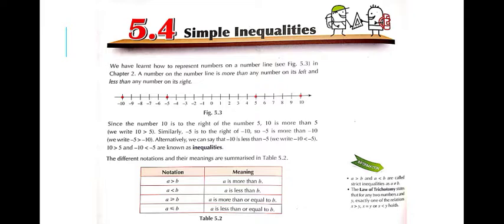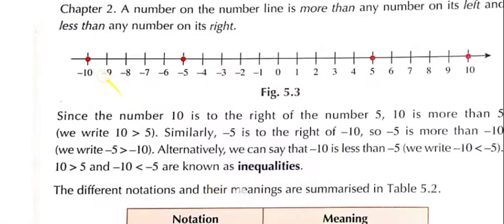We have learned how to represent numbers on a number line. Since the number 10 is to the right of number 5, 10 is more than 5, so we write 10 is greater than 5. The symbol, remember? While negative 10 is to the left of the number negative 5, right? So negative 10 is less than negative 5. That's how you write the symbol.